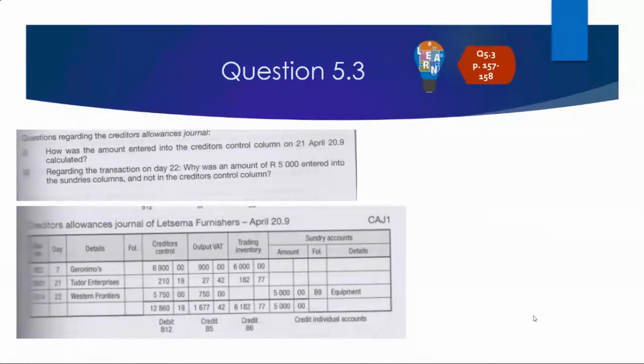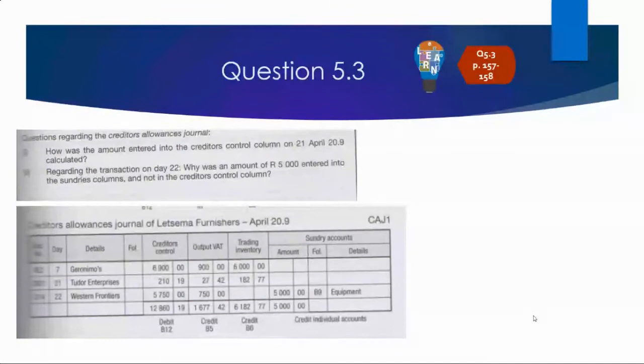Okay, so Tumelo says when we return goods that we bought on credit. That's correct. So any returns or any rebates we receive for goods or services we bought on credit would be in our creditors allowance journal. Okay, now let's see what questions they have specifically on the creditors allowance journal that is shown on the screen.